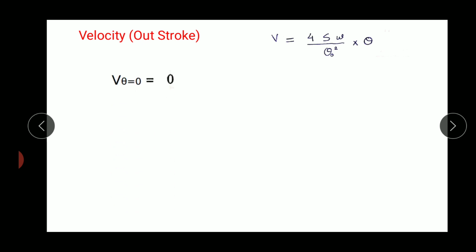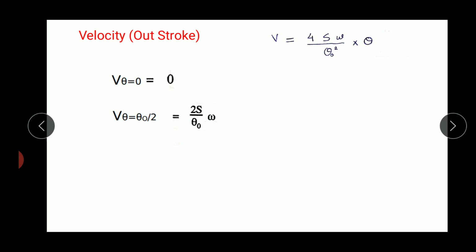So let's start calculating. At the start of outstroke, when angle turned is 0, if you put 0 here, this entire term will become 0 and the velocity at the start of outstroke will become 0. Now at the half of outstroke, that means when theta is equal to theta O by 2, theta O and theta O square will get cancelled. So what will remain is 2 s omega upon theta O.